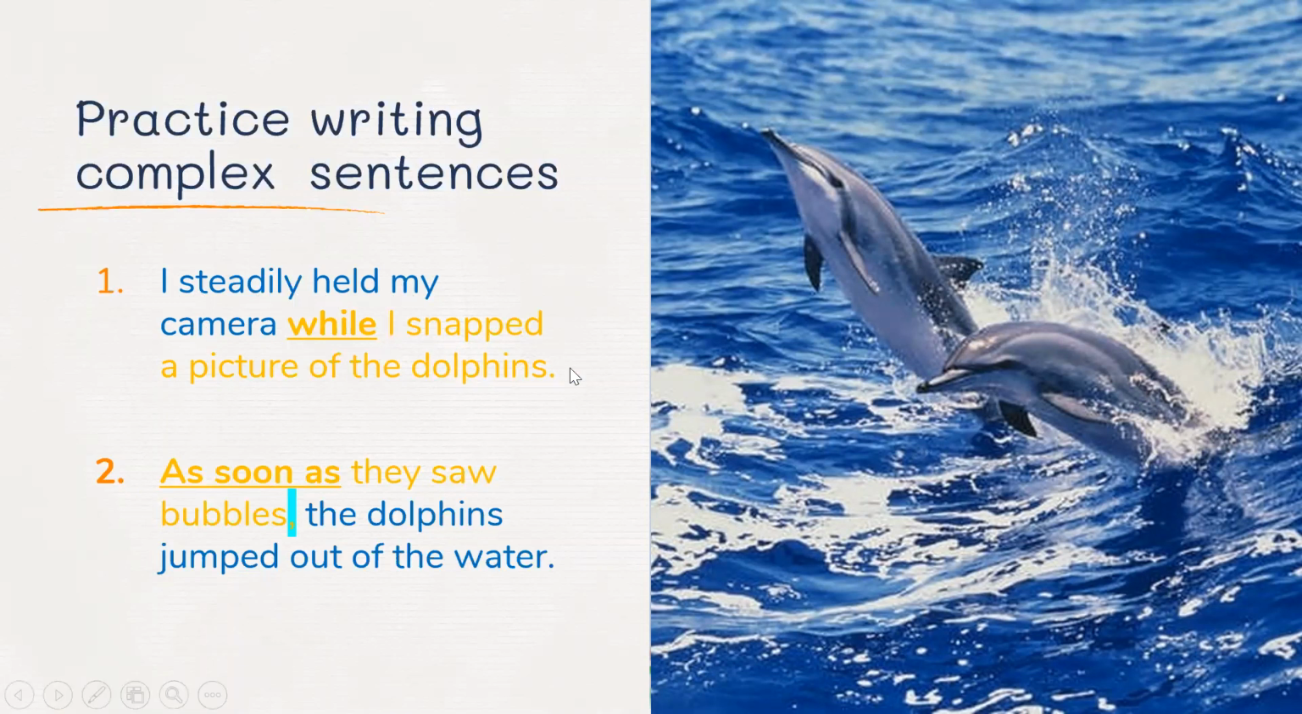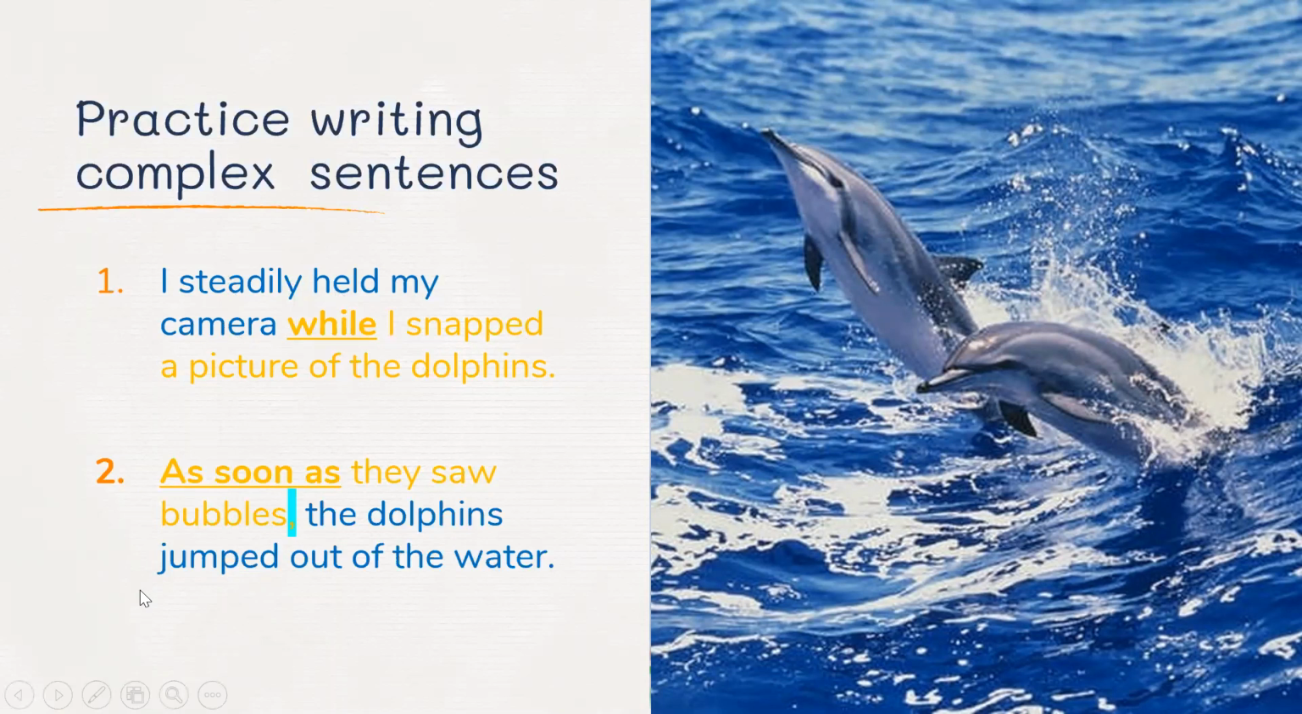While I snapped a picture of the dolphins. Well, that by itself is not a complete thought. That is a dependent clause. While I snapped a picture of the dolphins. That's the dependent clause. Putting them all together. And then this is my subordinating conjunction while. And again, this is a signal word of time, right? It tells us that while this was going on, this was going on. While my independent clause is going on, my dependent clause is going on. So I steadily held my camera while I snapped a picture of the dolphins.